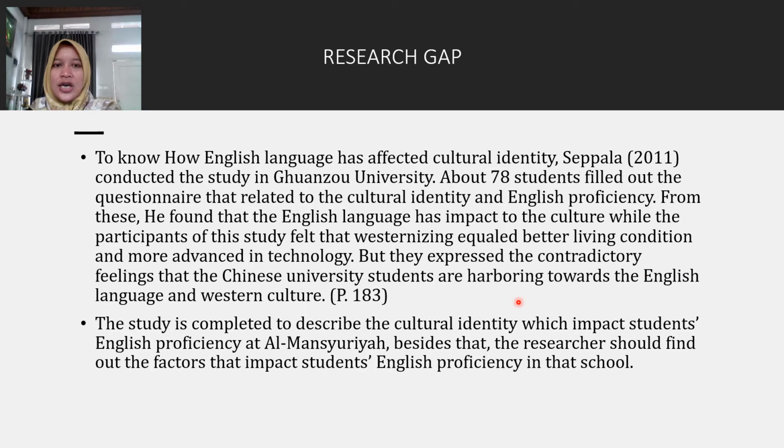In the research review, to know how the English language has affected cultural identity, Sevala in 2011 conducted a study in Guangzhou University, and about 78 students filled out a questionnaire related to cultural identity and English proficiency. From this, he found that the English language has an impact on the cultures, while the participants of this study found that westernizing equals better living conditions and more advanced technology. But they expressed contradictory feelings that Chinese university students harbor toward the English language and Western cultures.